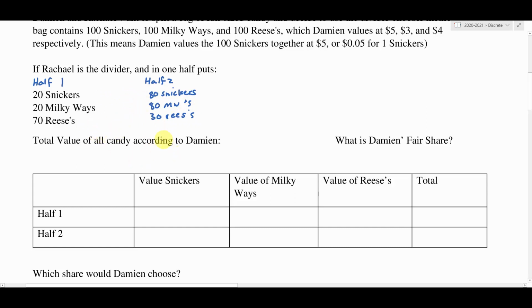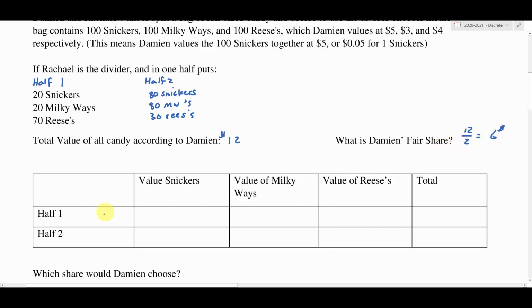Then we can figure out the total value of all candy according to Damien. So we're trying to do this analysis based on Damien's view, being the chooser here. The total value of all the candy, if I took all the Snickers and all the Milky Ways and all the Reese's and added those up, I'd get 5, 3, 4, which is a grand total of $12. So he values all of the candy at $12. Damien's fair share would be that total value divided by the number of people that we're dividing between, and that's 2. So 12 divided by 2 equals $6. That is a fair share according to Damien.